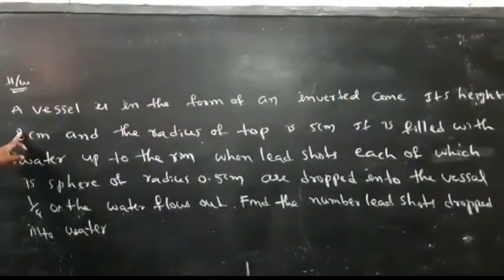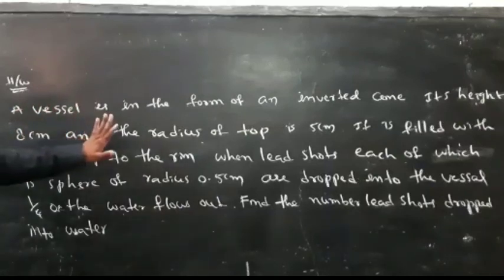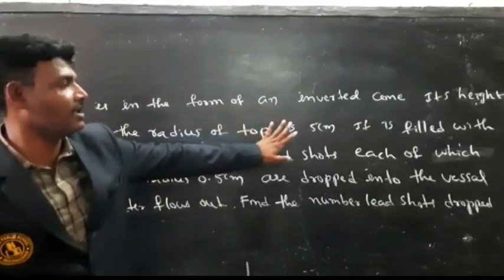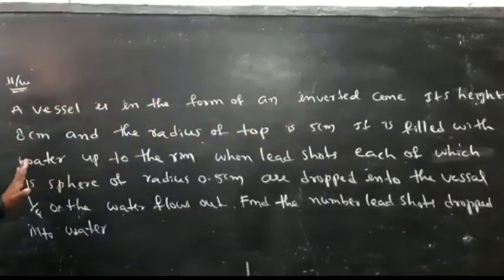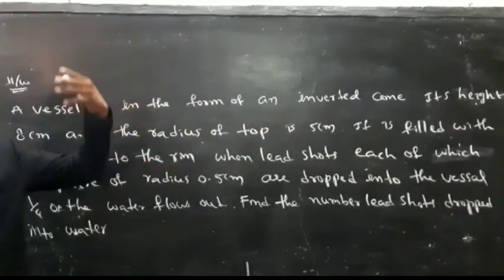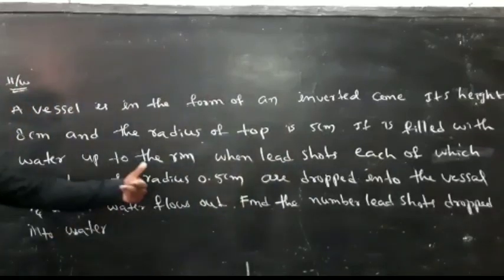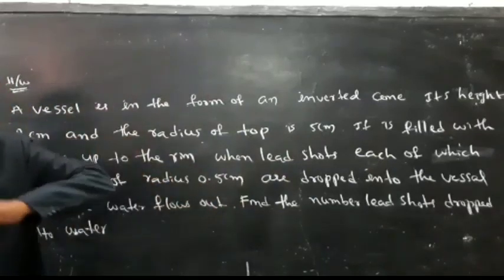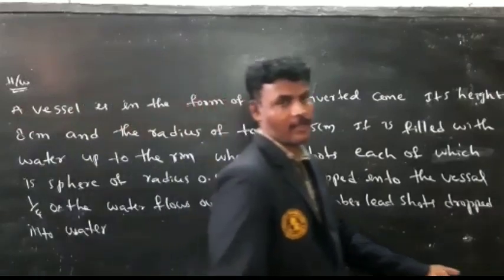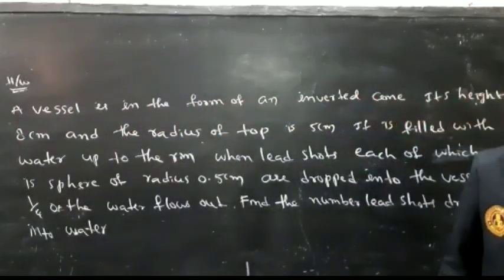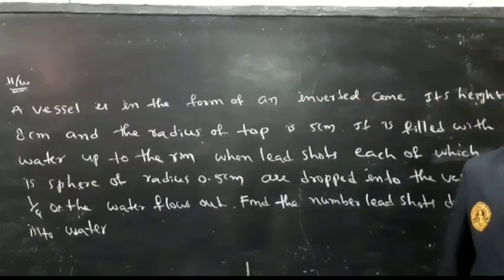A vessel in the form of an inverted cone has height 8 centimeters and the radius of the top is 5 centimeters. It is filled with water up to the rim. When lead shards, which are in the shape of hemispheres of radius 0.5 centimeters, are dropped into the vessel, you have to find how many lead shards are dropped into the vessel.